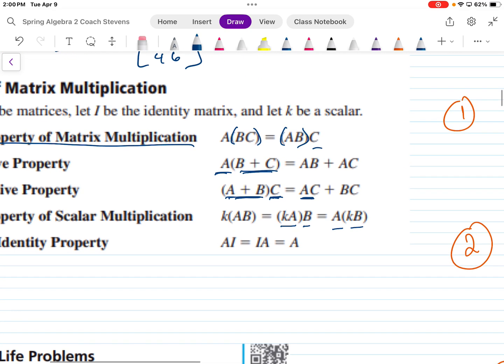So if you need to make a little note there, you can only multiply scalar to one of the matrices. So I guess scalar is supposed to have a C there, isn't it? I like making up my own words.